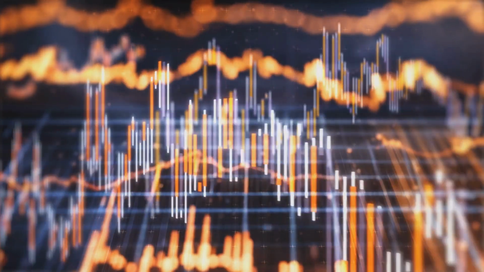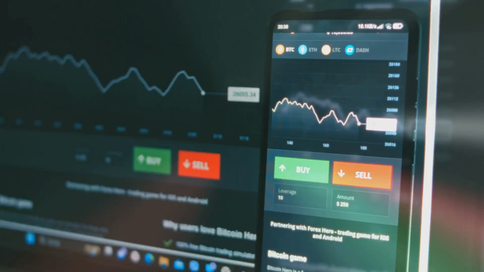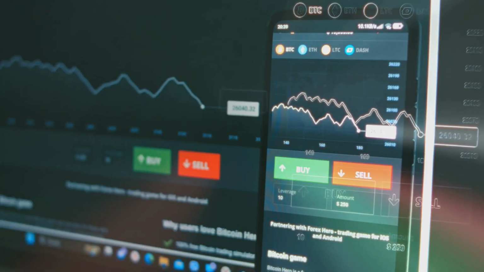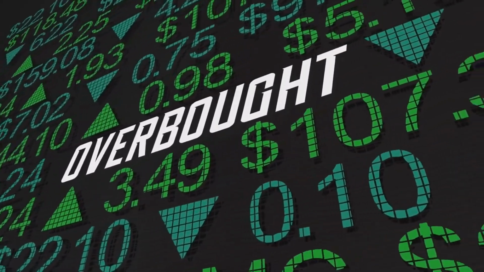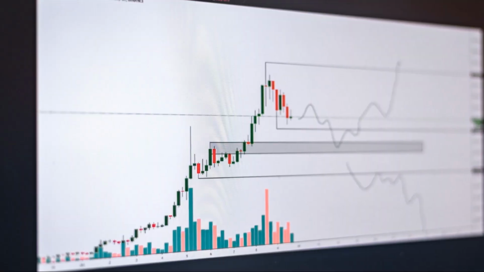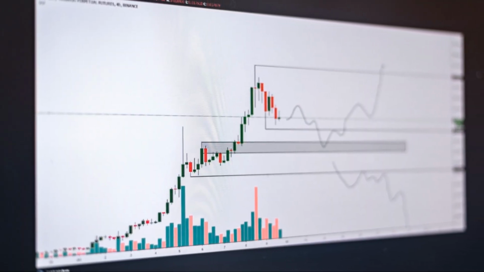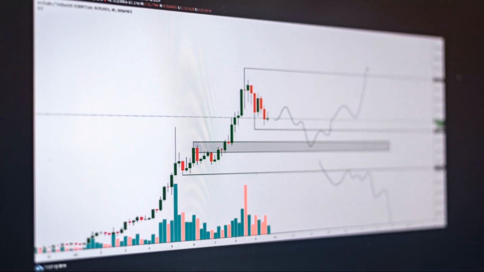The RSI is shown as an oscillator, a line graph that moves between two extremes. Its value ranges from 0 to 100. Generally, an RSI reading above 70 is considered overbought, suggesting a potential pullback. Conversely, an RSI reading below 30 is often considered oversold, indicating a possible rebound.